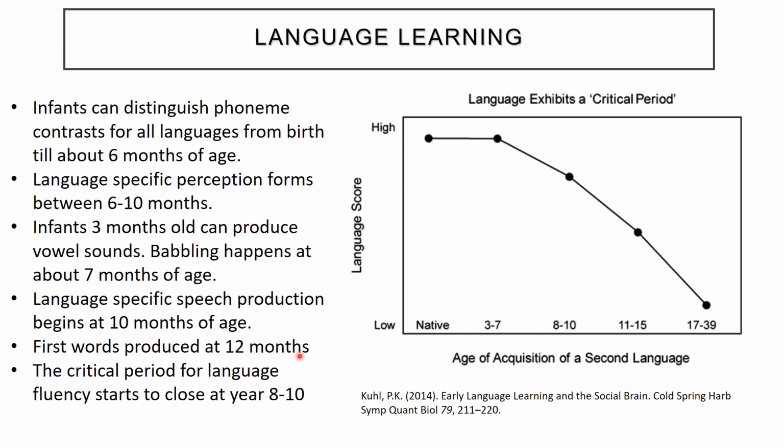Now they start to get language-specific perception that we can identify between 6 and 10 months. And we also know that infants at 3 months old can produce vowel sounds. They start babbling at around 7 months of age. And then they start to produce specific language at around 10 months of age, 10 to 12 months or so. And it's typically around a year old when we start to see the first words, although there's a lot of variability when those first words appear.